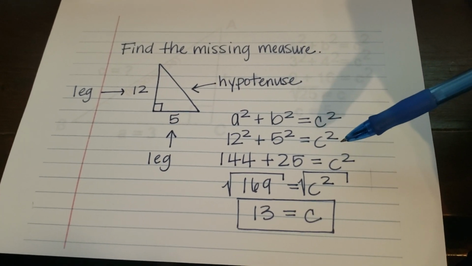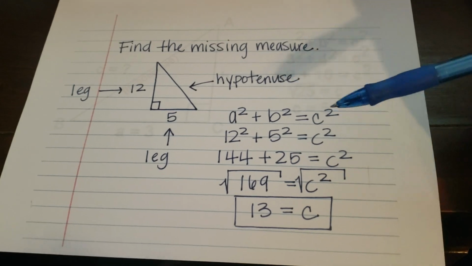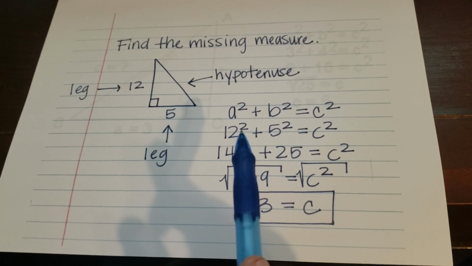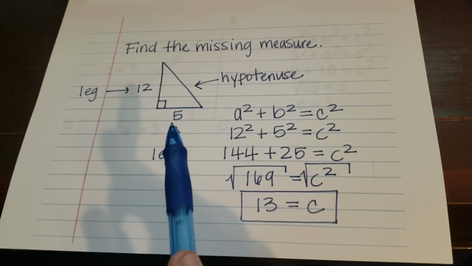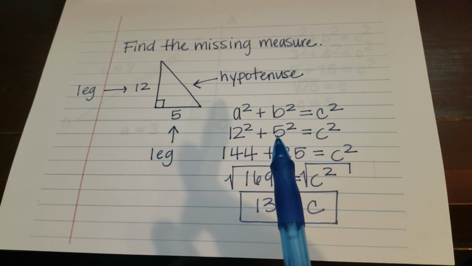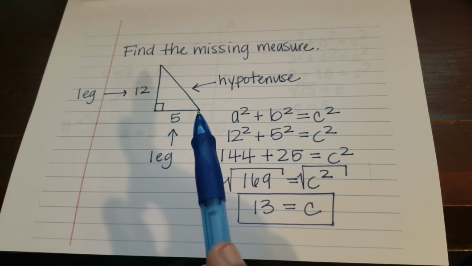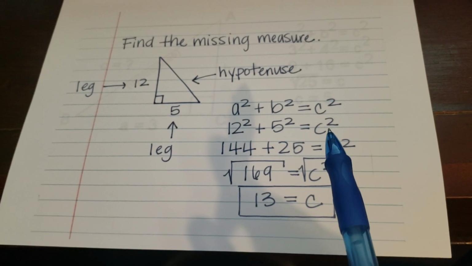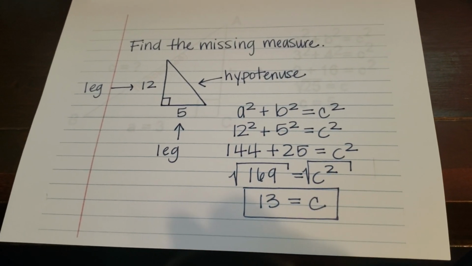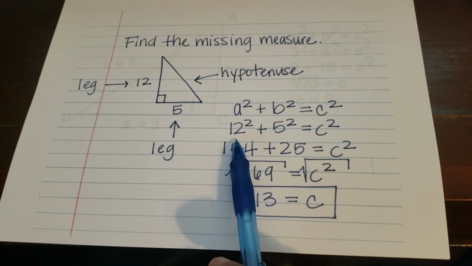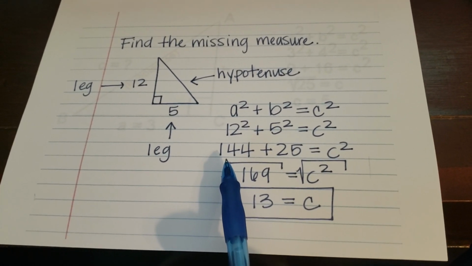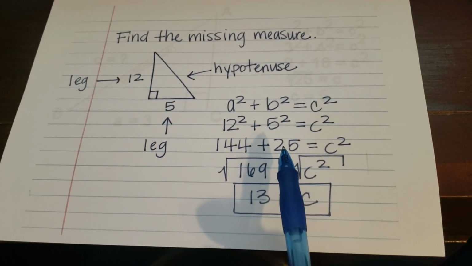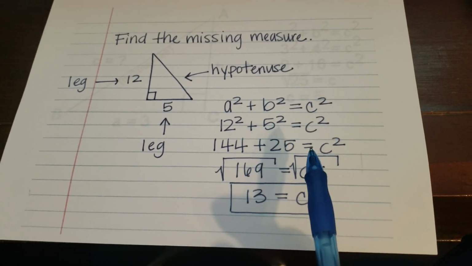Second step, you want to substitute. The a side is 12, so you substitute in 12 for a, which gives you 12 squared, plus the b side is 5, so you substitute 5 in for b, that's 5 squared. And the c side, or the hypotenuse, we don't have, so we just leave it as c squared. Now, using the order of operations, we take 12 squared, that's equal to 144, 12 times 12, plus 5 squared, that's equal to 25, 5 times 5 is 25, equals c squared.